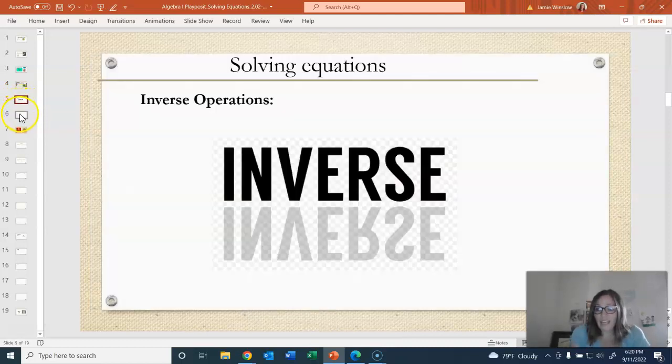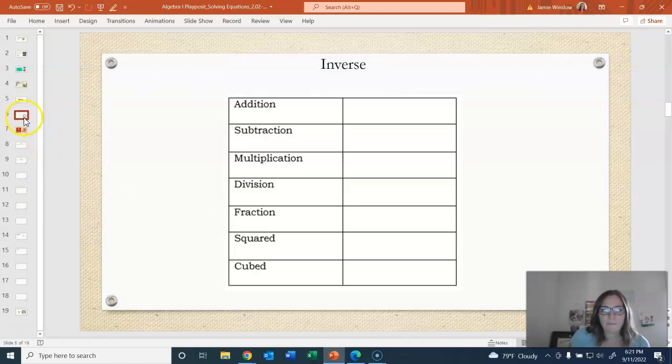So let's recall inverse. Inverse, in my mind, I always think of the opposite. But that's not always true. So we're going to talk about math inverse. And I love this image because it looks kind of like you're looking in a mirror. You're kind of seeing the opposite, the reflection there.